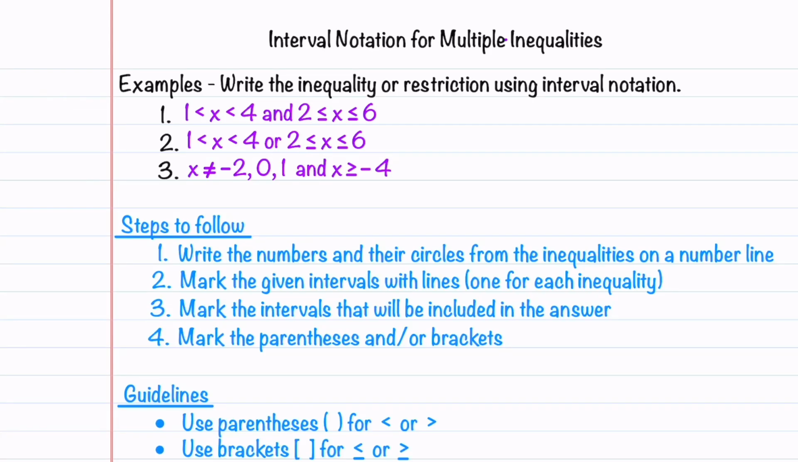Today I'm going to teach you how to write multiple inequalities or restrictions using interval notation. Knowing how to do this is essential when you need to find the domain of a function. I'll outline some steps that you can follow and walk through 3 example problems.